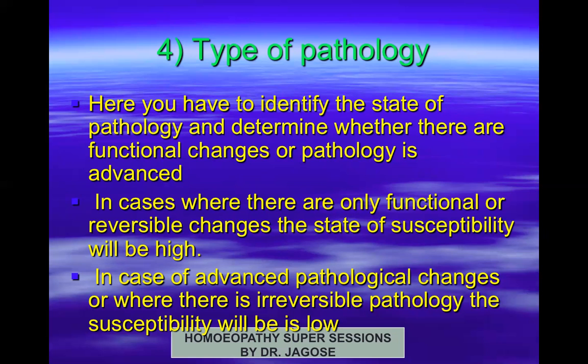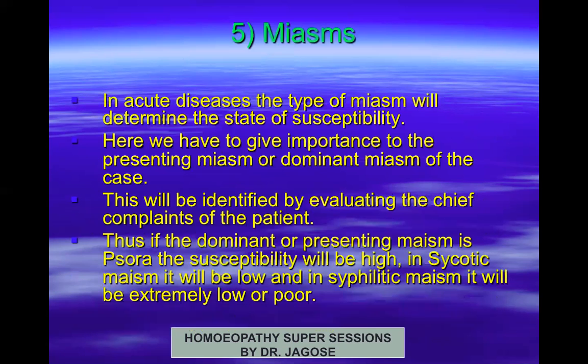So in a case of advanced pathological change, where there is irreversible pathology, generally the susceptibility is low. But if the susceptibility is good enough and if the patient throws out symptoms in spite of an advanced irreversible pathology, the symptoms exhibited are characteristic. Therefore, we say the susceptibility is high. So this is how everything will change. I repeat again, these are general rules, have to be moved according to the case in hand.